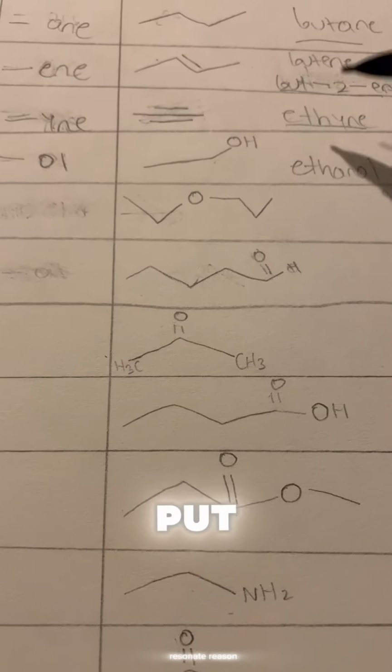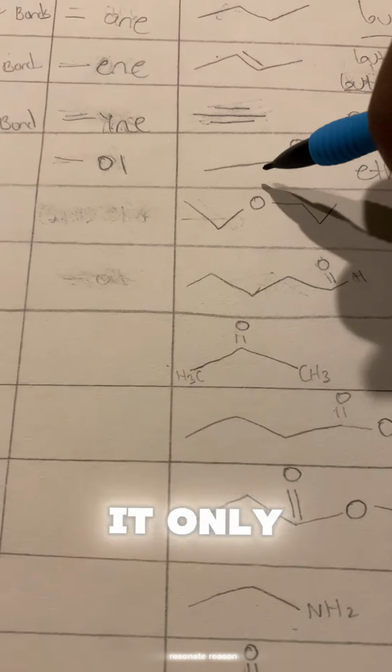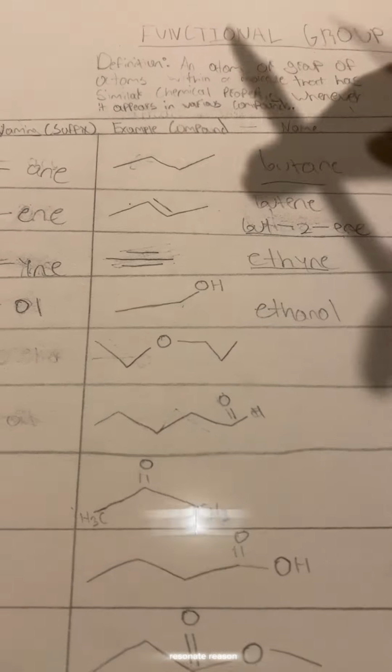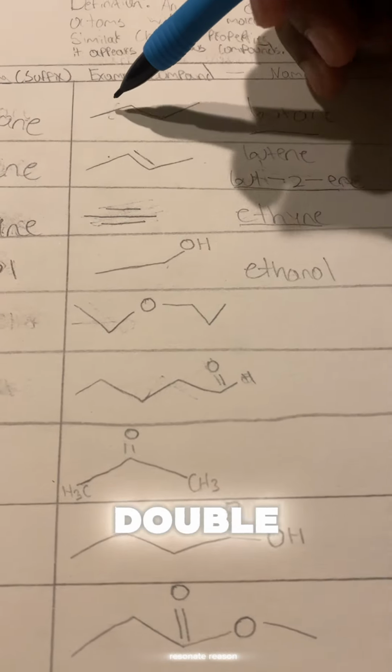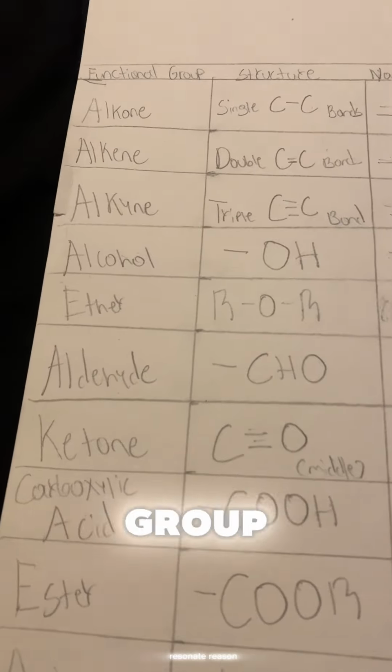Now you might wonder, why did I put A-N? It's because this is an alkane, because it only has single bonds, so it's going to be E-T-H and A-N-O-L. So make sure you guys take note of whether it's a double, single, or triple bond for the carbons. All right, the next functional group is an ether.